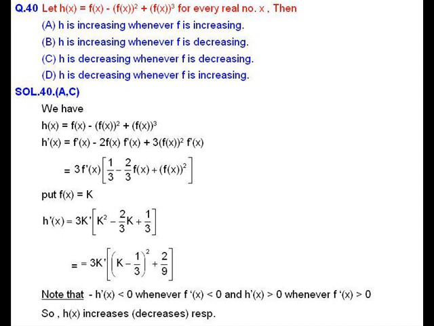Solution of question number 40. Here we have f(x), an arbitrary function, and h(x), another function defined in terms of f(x) as h(x) is equal to f(x) minus f(x) whole square plus f(x) whole cube, and this function is defined for all the real numbers. Now we will check the increasing and decreasing nature of h.